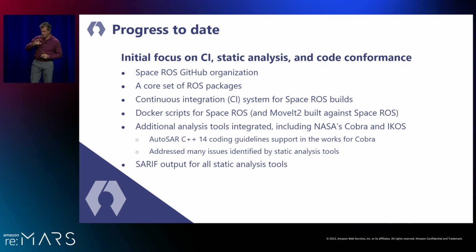And on top of that core, we also built MoveIt2, which is a very large library to do manipulation. Using MoveIt2, you can do planning for manipulators and paths and so on. So there's also a Docker script for that. The interesting part is we've included additional analysis tools. NASA and Blue Origin had a couple of tools that they were looking for: NASA's Cobra and one called ICOS.